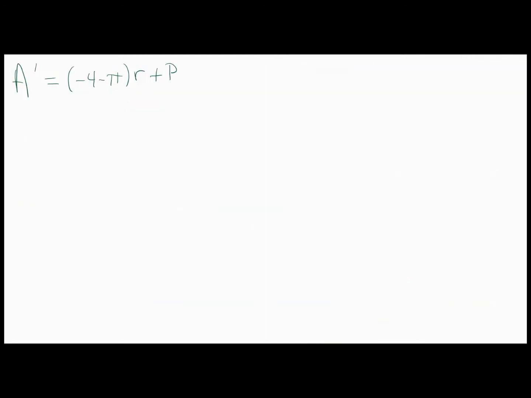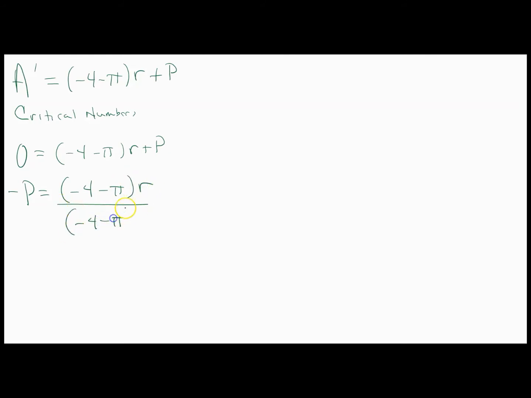Now that we have the derivative, what do we do with it? Well, we need to set it equal to 0, right? We're trying to find critical numbers. So when I set this equal to 0 and solve for r, the first thing I want to do is subtract the p over. So I have negative p is equal to negative 4 minus pi times r. I divide both sides by negative 4 minus pi. Now, y'all, that's just a number. All right, that cancels, so now I have r equals.